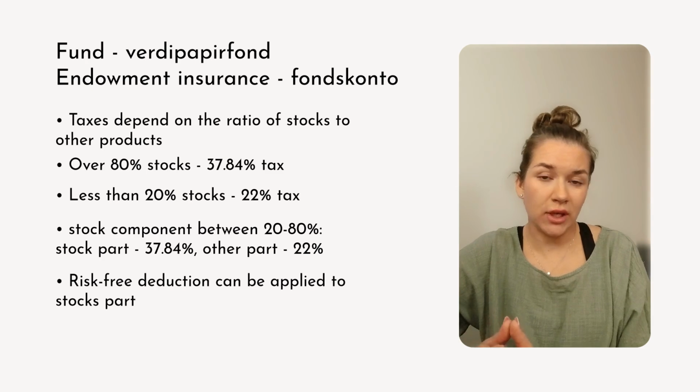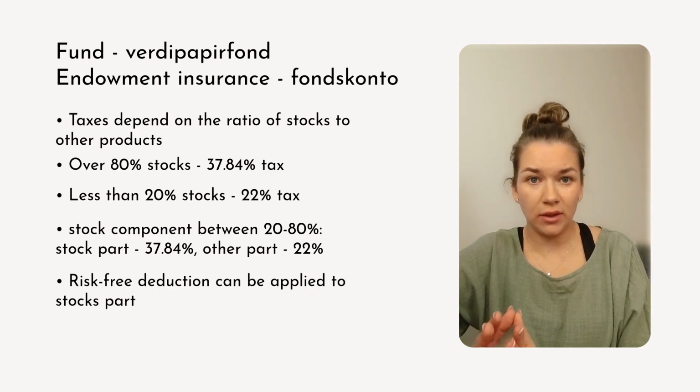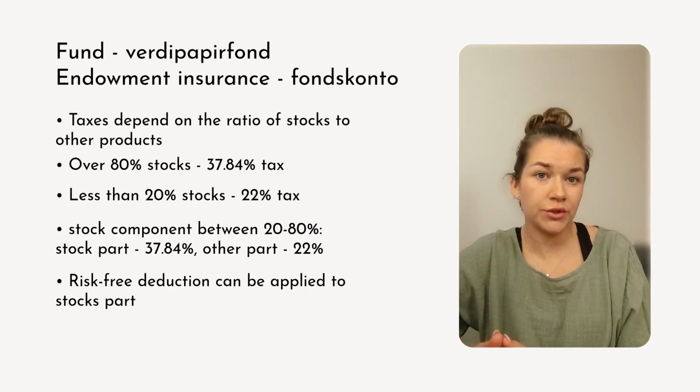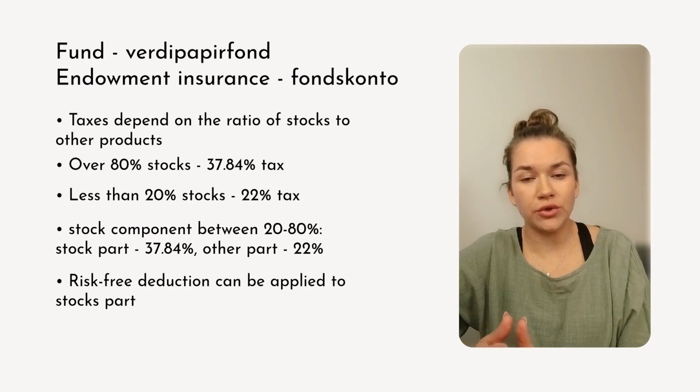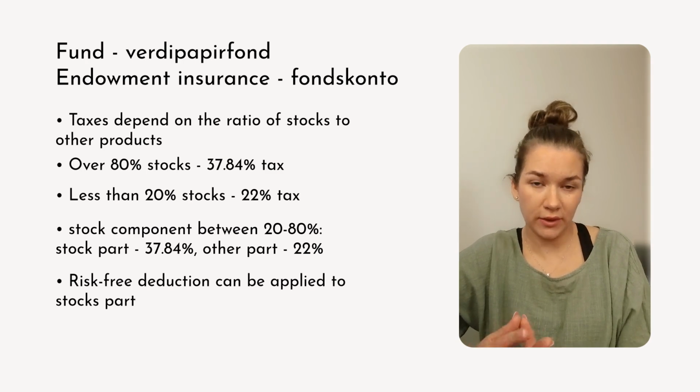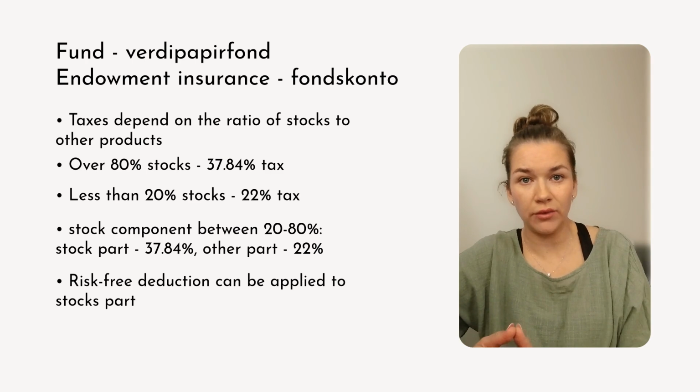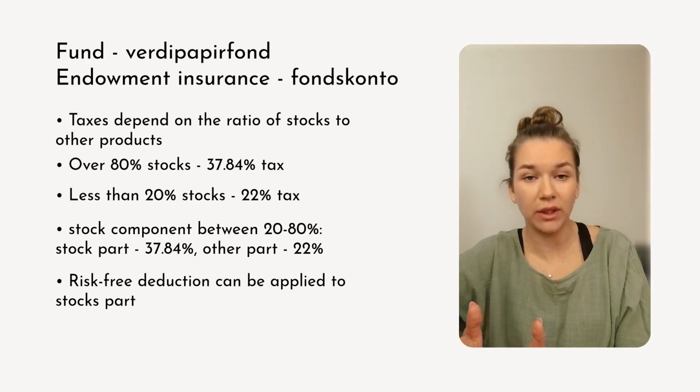Exactly the same applies to taxes if you invested in endowment insurance. It will be fondskonto in Norwegian. It depends on the ratio of insurance component and other investment components. So it can be everything from 37.84% to 22% taxes on gains.